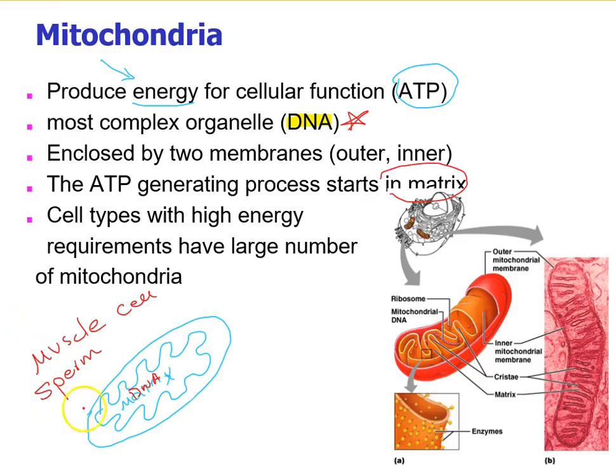Also the cells that carry out lots of active processes for membrane transportation, for example the cells found in the kidney tubules, which are active in transport across the plasma membrane through active transportation, need a lot of energy. So they must have a bunch of mitochondria, because the mitochondria is the energy factory.